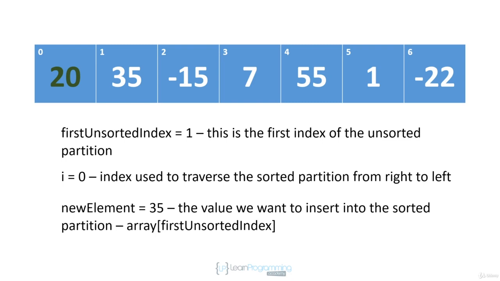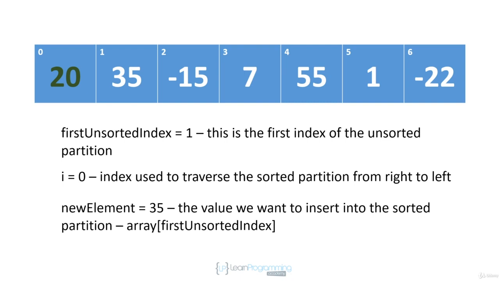Because remember, when we're inserting the value, we are working within the sorted partition. And so if the element at index I in the sorted partition is less than or equal to the element we're trying to insert, then all of the values to the left of element I will be less than or equal to the value we're trying to insert, because all the values are in sorted order. So as we look for the correct insertion position, we shift values in the sorted partition to the right. And you'll see this in action right now. Let's go through this by hand.